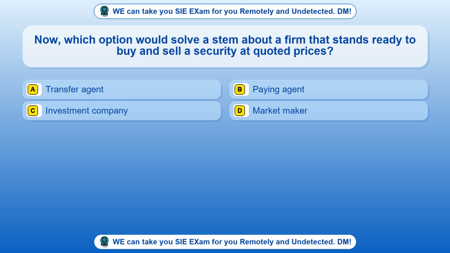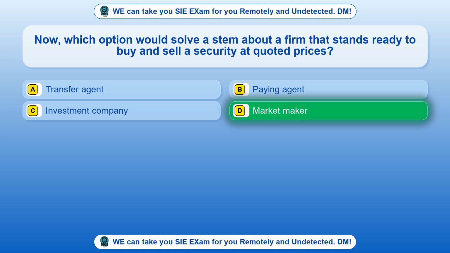Question 56. Now, which option would solve a STEM about a firm that stands ready to buy and sell a security at quoted prices? Option A, transfer agent. Option B, paying agent. Option C, investment company. Option D, market maker. The correct answer is option D, market maker.